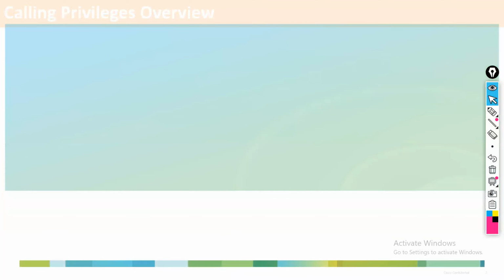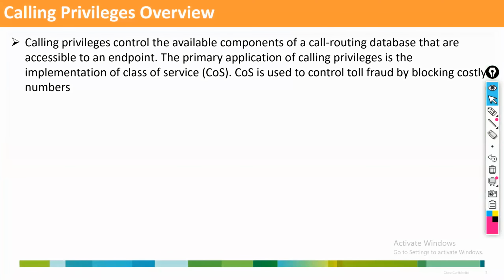What exactly is calling privilege? Calling privileges control the available components of the call routing database that are accessible to an endpoint. The primary application of calling privileges is the implementation of class of service. It is used to control toll fraud by blocking costly numbers.